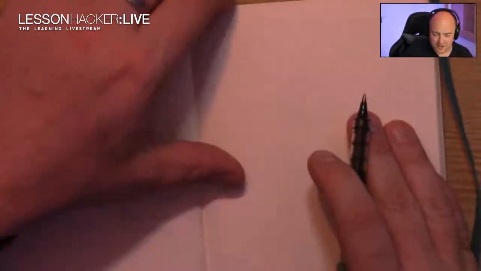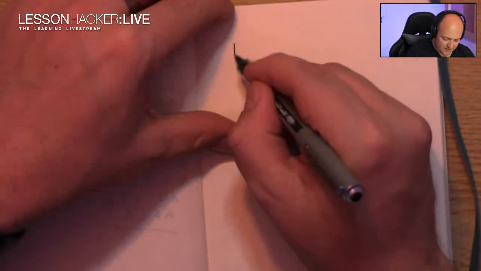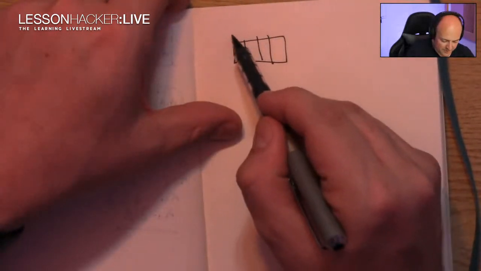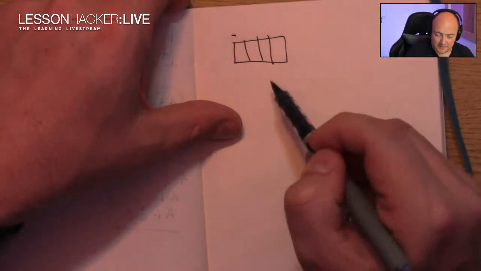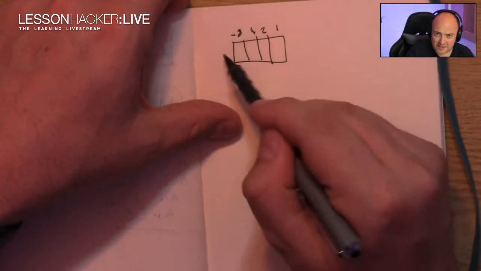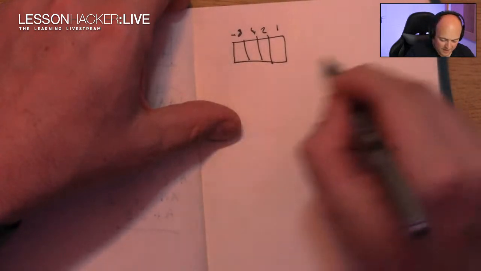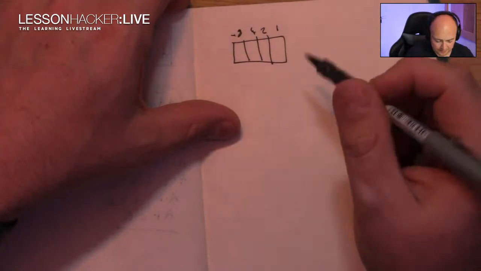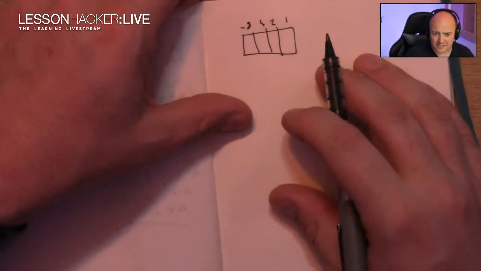twos complementation. That means that no matter how many bits we've got, the most significant bit will be the minus version of whatever's there. So in this case, 1, 2, 4, 8. That most significant bit is worth -8. If it were an 8-bit byte, the most significant bit would be worth -128. That's what two's complementation means.